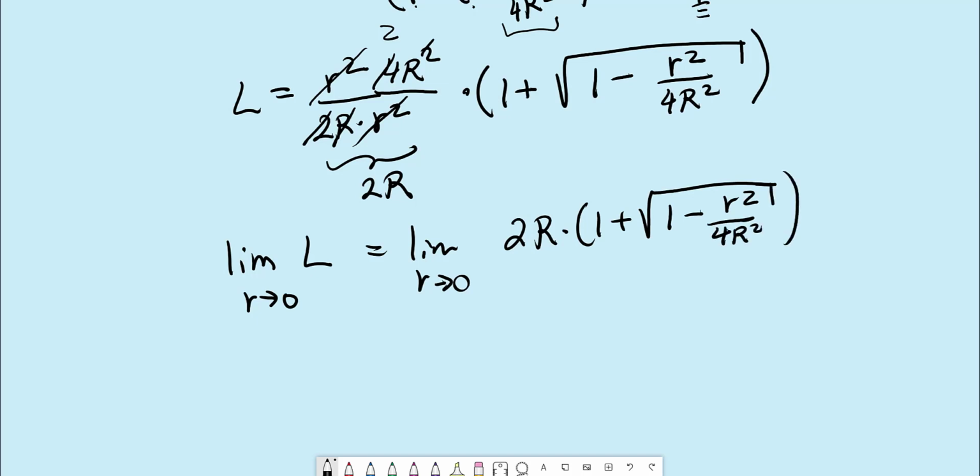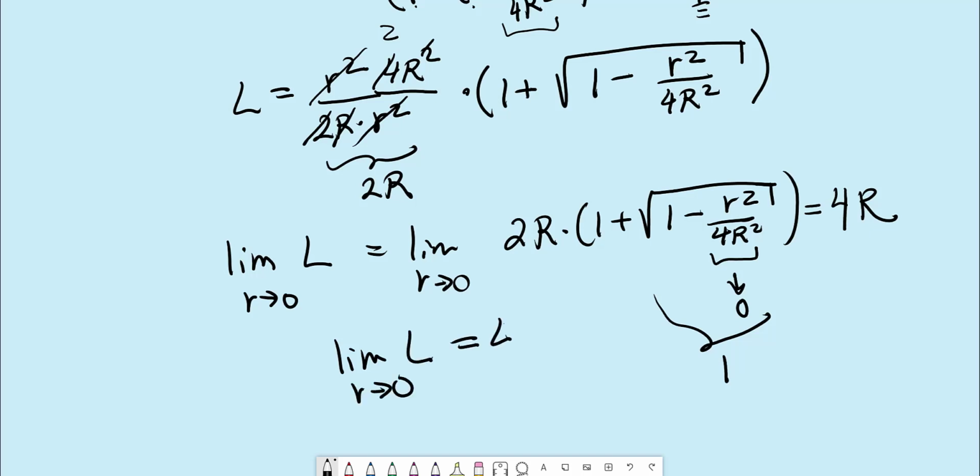Okay, now what happens when r goes to 0? Well, now we have a simple limit. This term will go to 0, and so we'll be left with a 1 here in the square root. 1 plus 1, that's 2, so we'll be left with 4 uppercase R. And that is our result. So when r goes to 0, L equals 4 times the radius of our stationary circle.